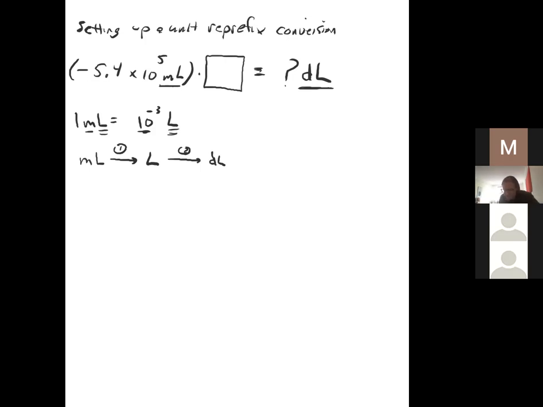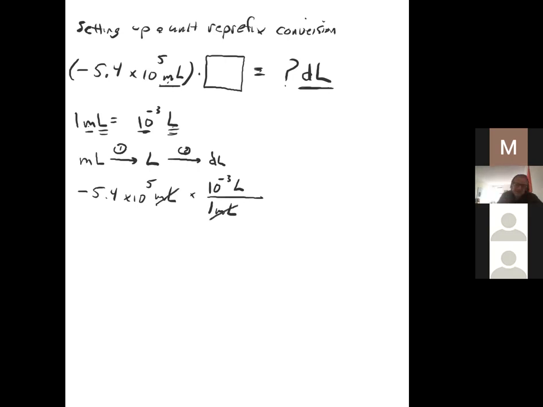I'm going to convert it to liters. So we've got negative 5.4 times 10 to the 5 milliliters. So I'm going to multiply it by, we want to get rid of the milliliters and we want to convert it to liters. So we're going to put the liters on top. So 10 to the minus 3 liters over a milliliter. And that will get rid of your milliliters.